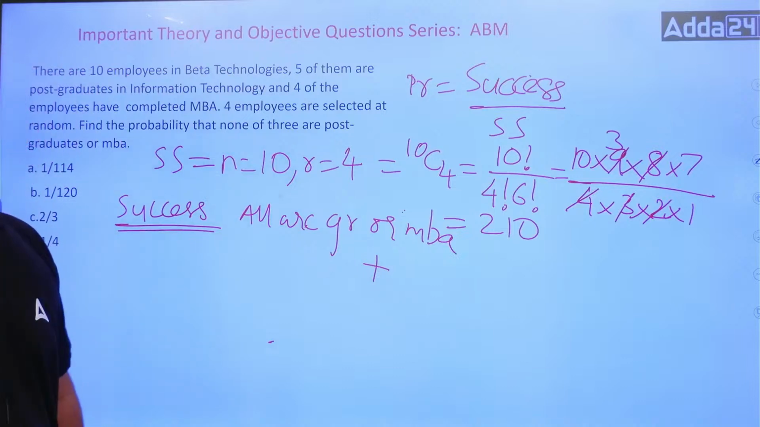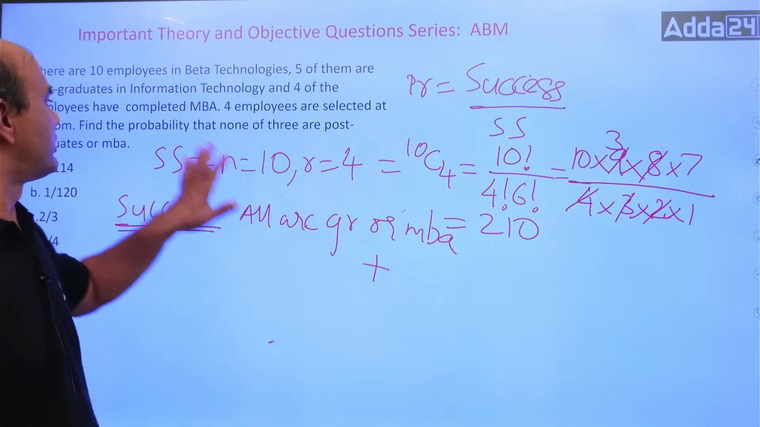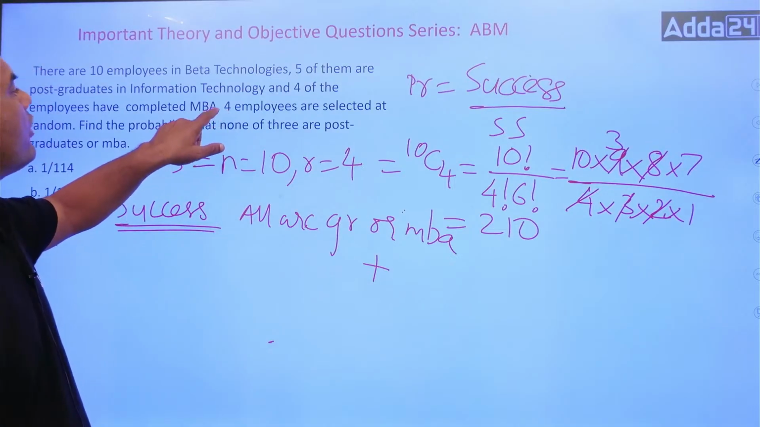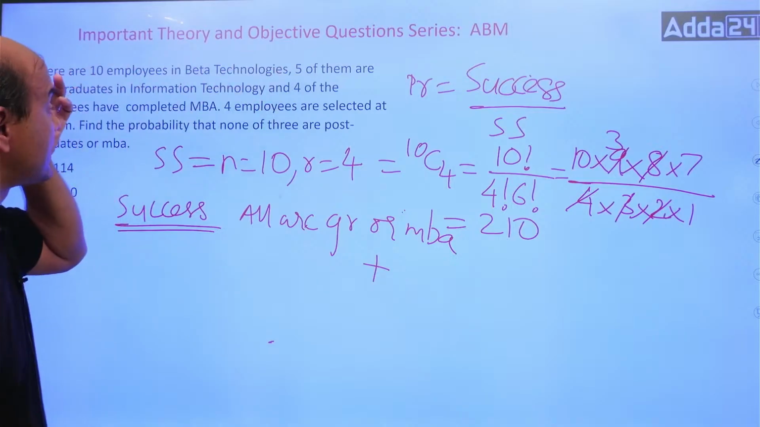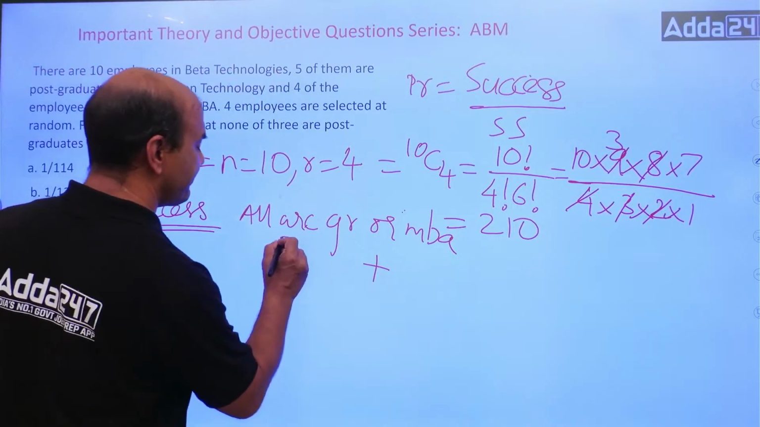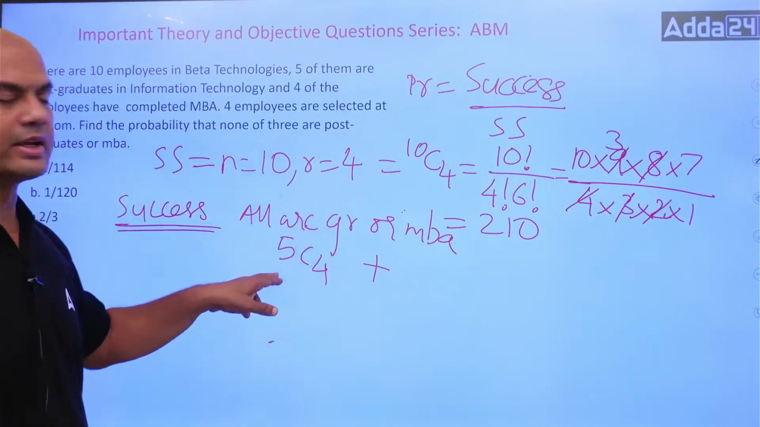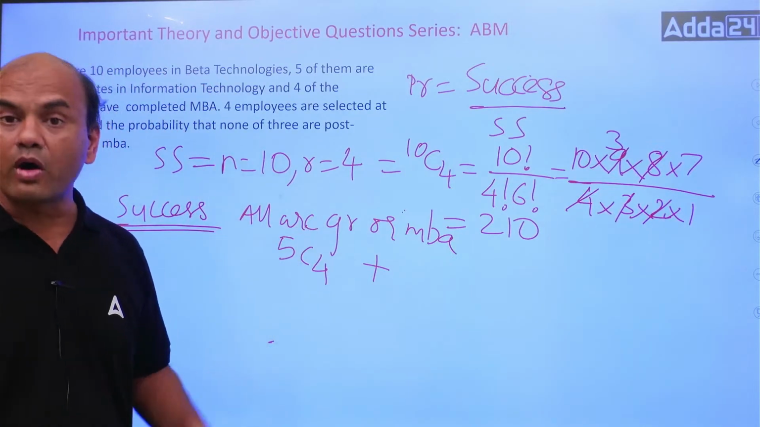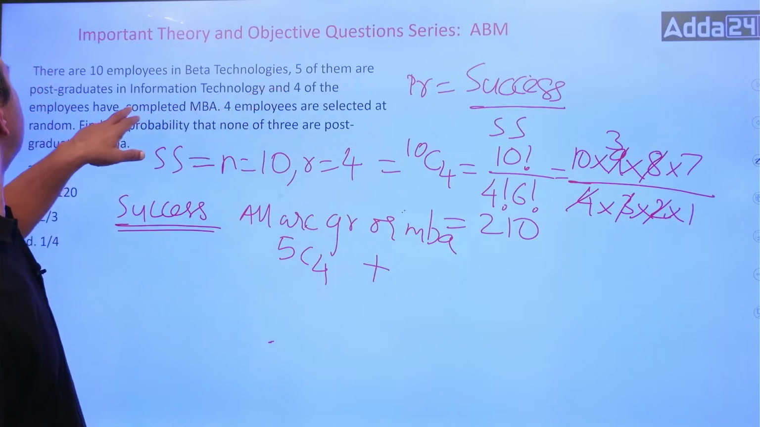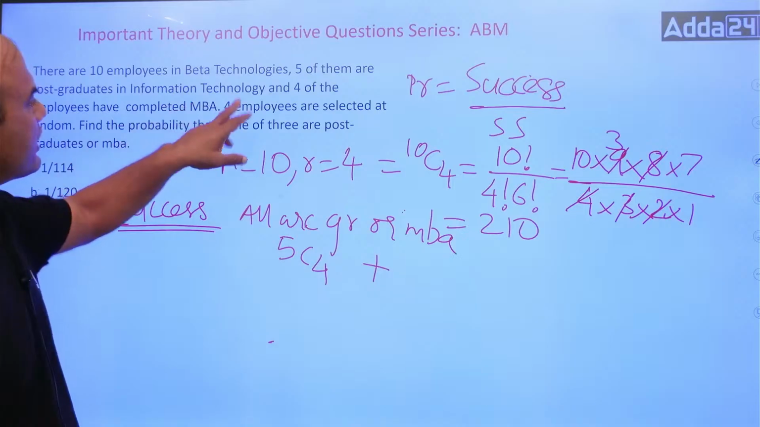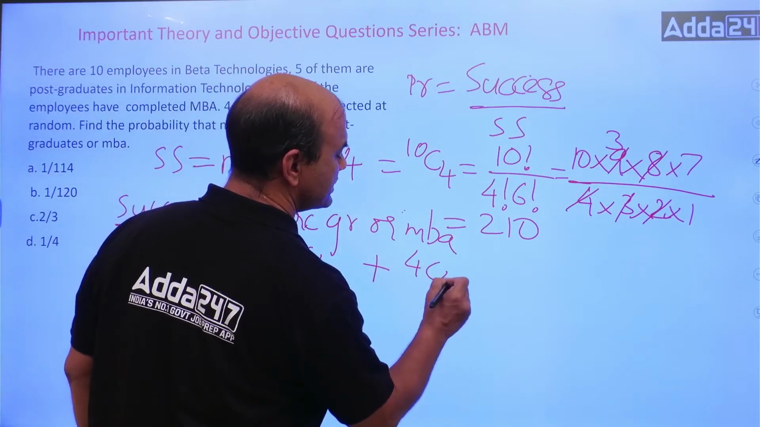Okay, or means plus. All are graduates. So either four are selected. Out of these five, five are IT guys, right? So I'll select out of these five, 5C4. Then I'll get IT graduates. Or I'll select, what is this? 4 employees are MBA and 4 are to be selected. So 4C4.